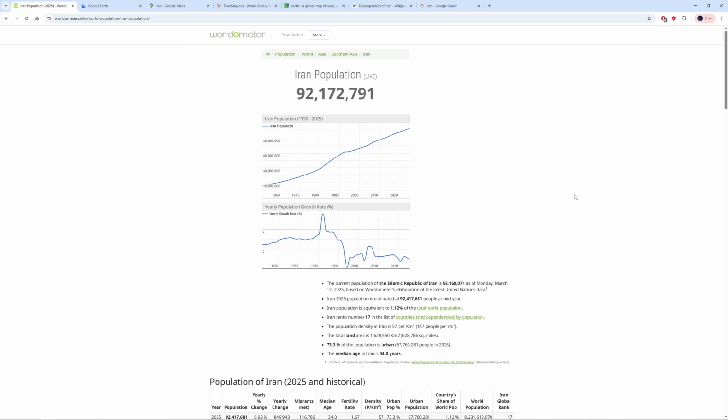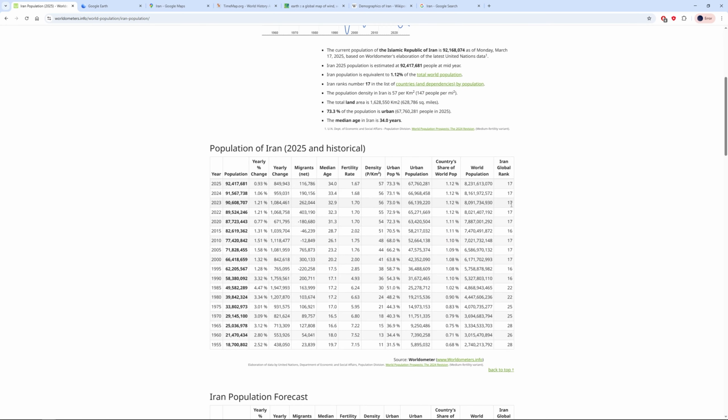So now, back to population. As we can see, so far there are 92 million people, and you can see the growth rate is pretty much all over the place. So let's go back to 1955, when there used to be only 18 million people, so a huge increase in population, I would say, over the years. But now in 2025 they have 92 million people. Back then the growth rate was 2.5, now it's 0.93.